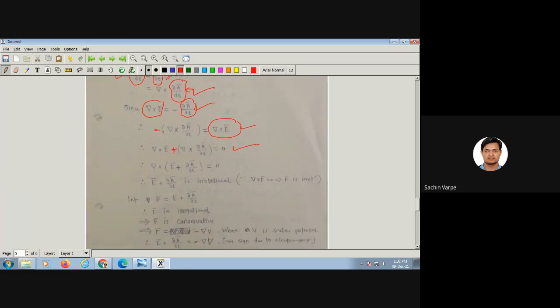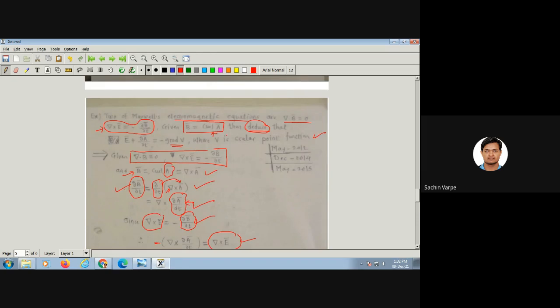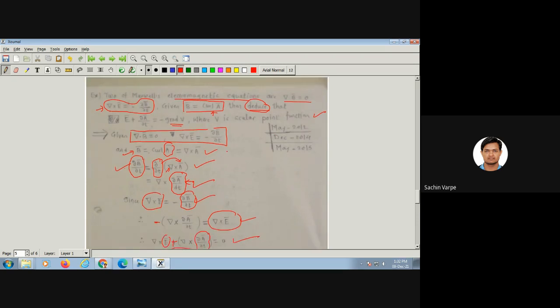If you remember one identity we have seen, del cross U bar plus del cross V bar will be del cross of U bar plus V bar, right? And if we have del cross F bar equal to 0, then what can we say about F bar? F bar is irrotational, right? So that is what they have asked. Show that this is irrotational.